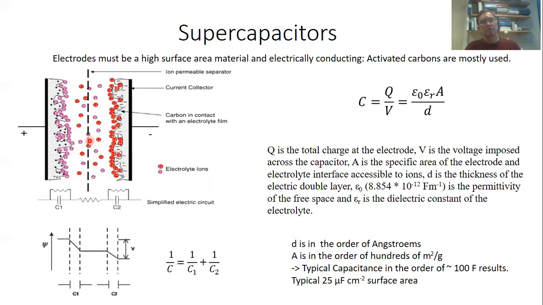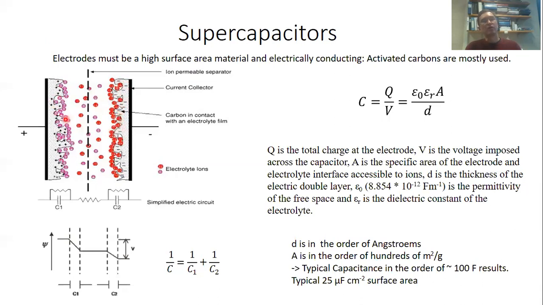So now what happens as we apply a voltage to such a capacitor? Well, from the voltage source, the charges will start to go into the electrodes, okay? And the surface of the carbons will get charged. At the positive electrode, we will have positive charges on the carbon pore surfaces. And at the negative electrode, we will have negative charges on the carbon surfaces.